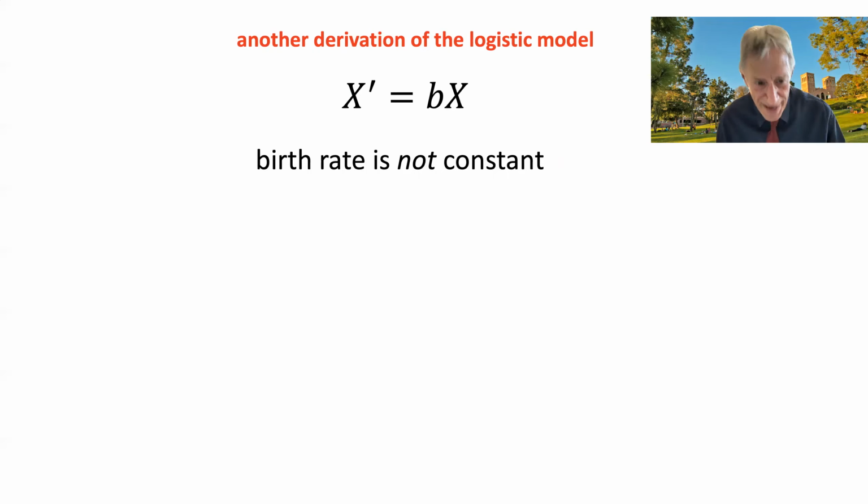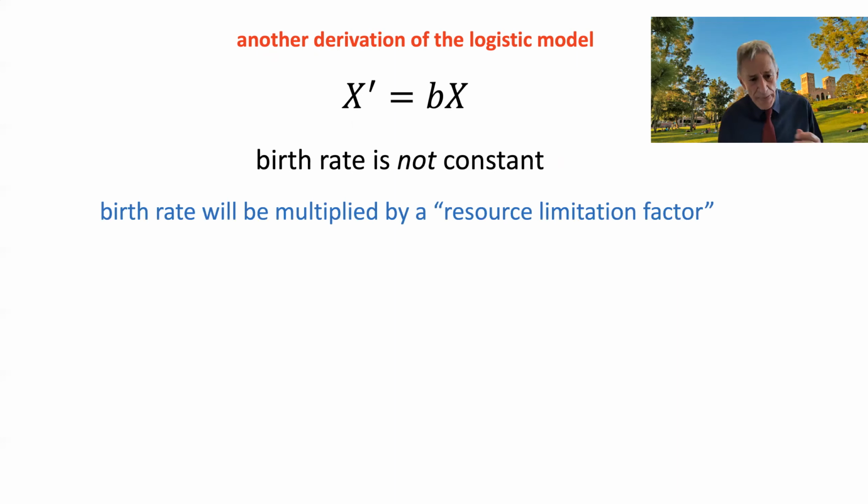So let's take a step back from that. And let's say the birth rate is not constant. Let's say, for example, that the birth rate is limited by resources. And if resources are limited, then the birth rate has to go down. How would we deal with that mathematically? Well, we're going to take that B and not keep it as a constant. We're going to multiply that B by a resource limitation factor.